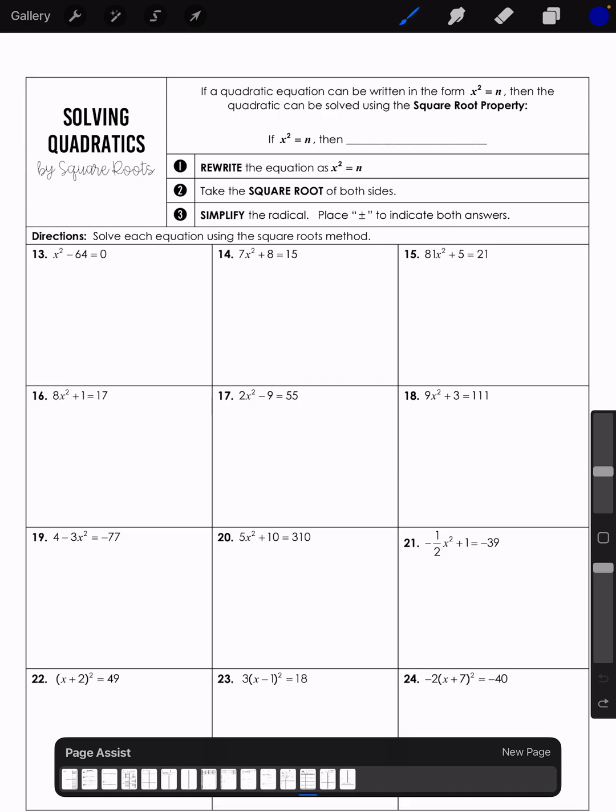Hi everyone. Today we're going to be looking at solving quadratics by square roots.